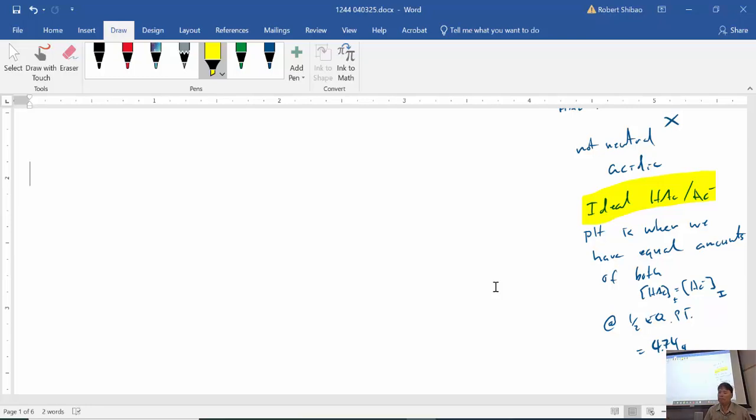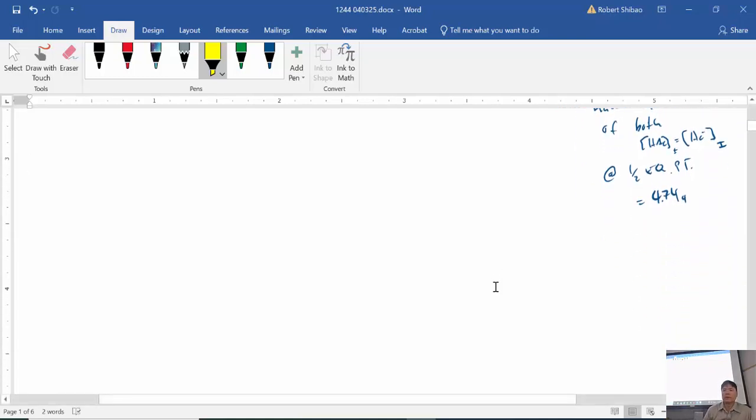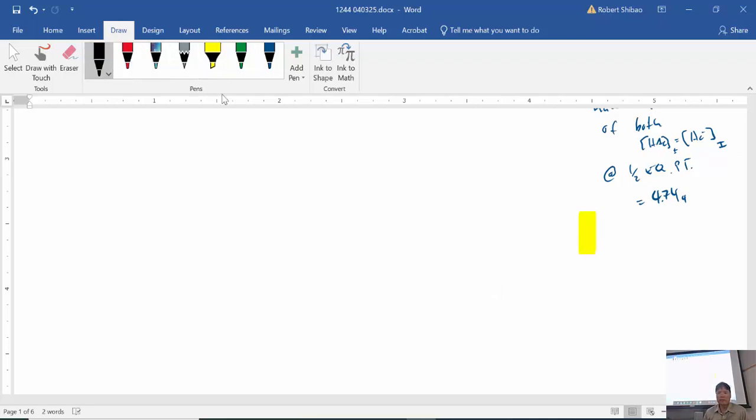So we have something called the buffer range. And so I'm just going to continue on this side topic. But this is important. This is not a side topic. This is a major topic. And so the next thing we look at is buffer range. In other words, the buffer range is the pKa plus or minus 1.